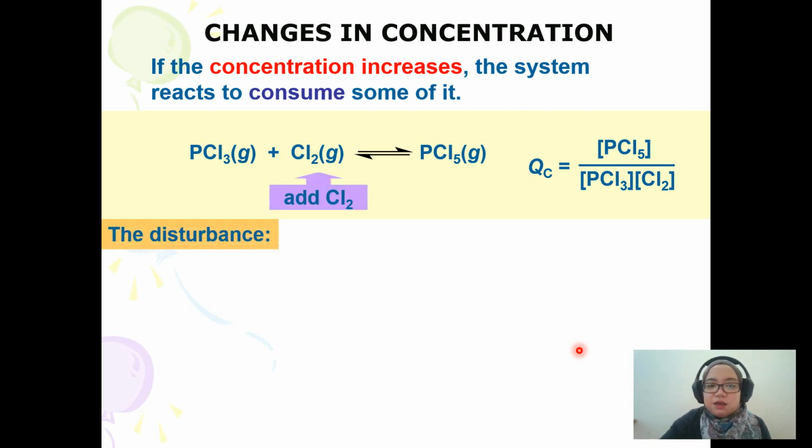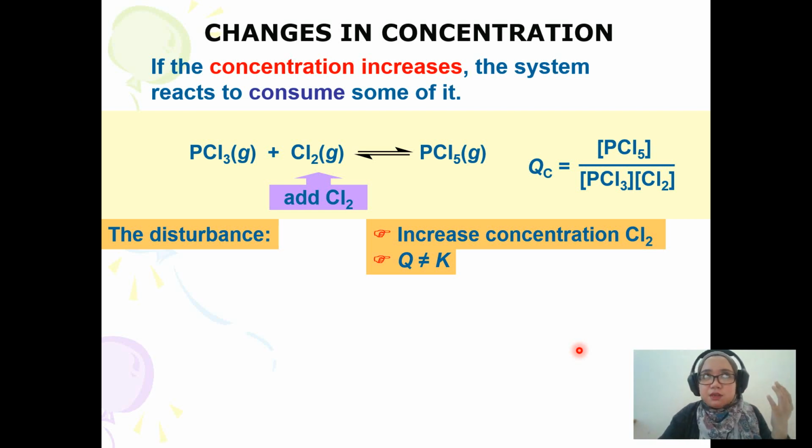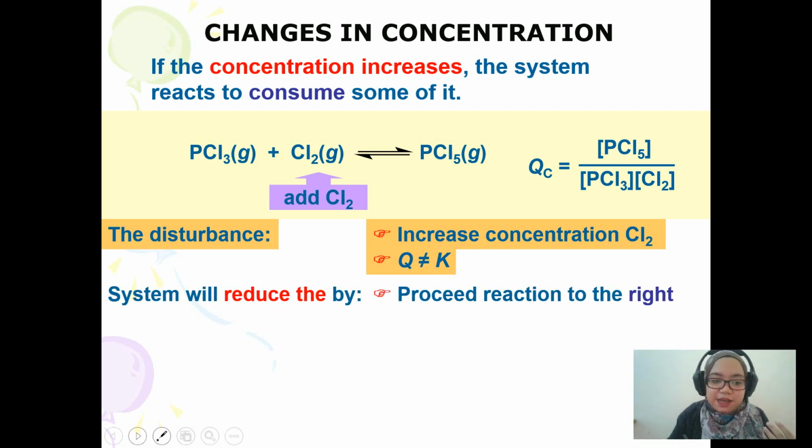Okay, so here the disturbance is the addition of chlorine gas, which means that there is more chlorine gas in the system, which makes the system not at equilibrium. So when we increase the concentration of chlorine gas, Q is not equal to K. Now, kalau kita tengok daripada chapter 6.2, when there is more reactant, it means that Q is actually less than K. So the system will need to reduce the chlorine gas by proceeding the reaction to the right.